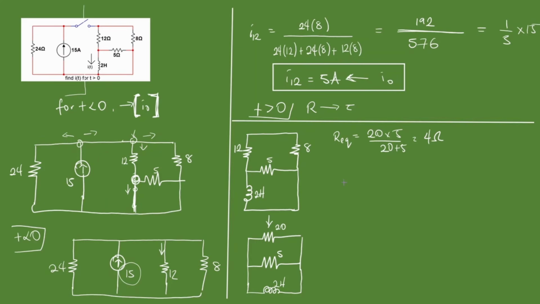So now we're going to end up with a very simple and delicious looking setup. A 2 henry inductor connected with a 4 ohm resistor. That's 4 ohms. This is 2 henries. And we can do this very simply. Our time constant, tau, is going to be L over R. That's 2 over 4. That's 0.5.